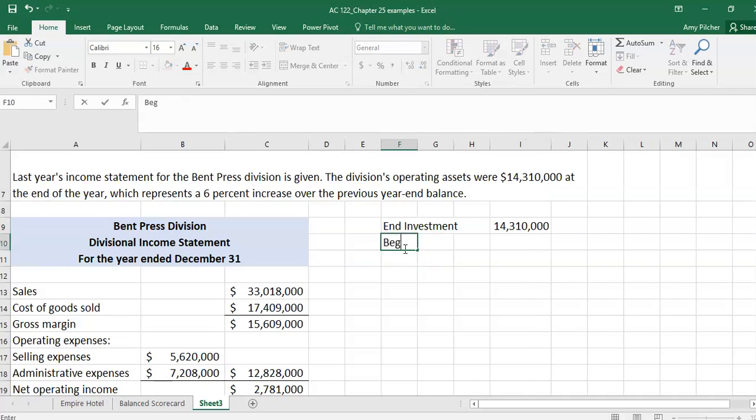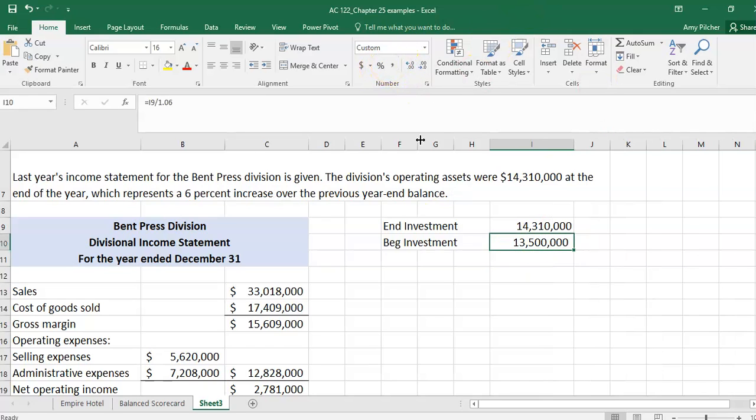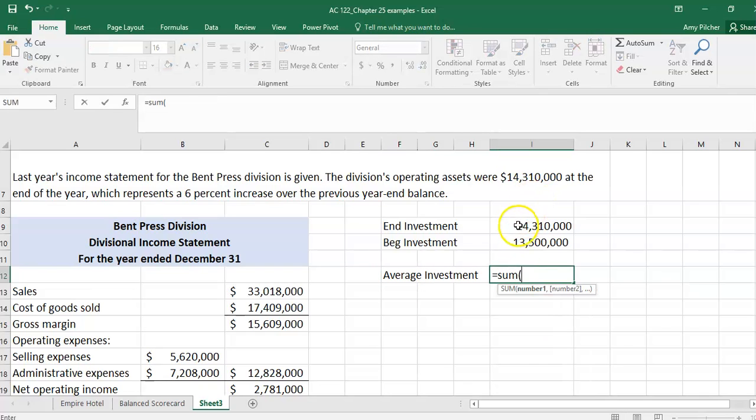To get our beginning investment, we see that this is a 6% increase over the previous year end. So we want to take that and divide it by that 6% increase, or 1.06, or 106%. This gives us a value of 13,500. So to get our average investment, we add these two together and divide by 2.